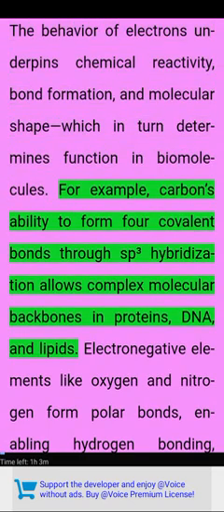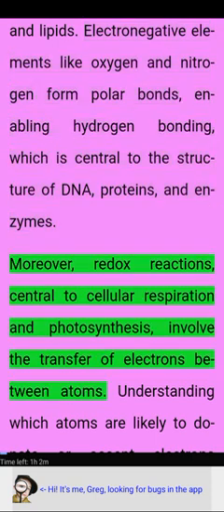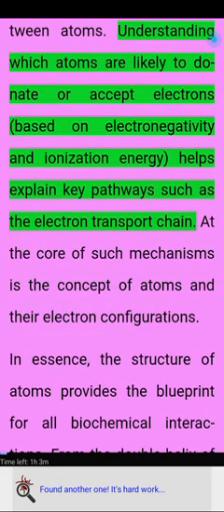For example, carbon's ability to form 4 covalent bonds through sp³ hybridization allows complex molecular backbones in proteins, DNA, and lipids. Electronegative elements like oxygen and nitrogen form polar bonds, enabling hydrogen bonding, which is central to the structure of DNA, proteins, and enzymes. Moreover, redox reactions, central to cellular respiration and photosynthesis, involve the transfer of electrons between atoms. Understanding which atoms are likely to donate or accept electrons based on electronegativity and ionization energy helps explain key pathways such as the electron transport chain.